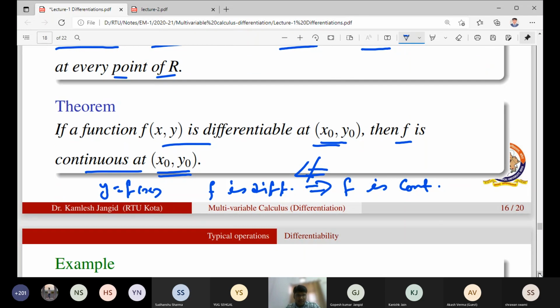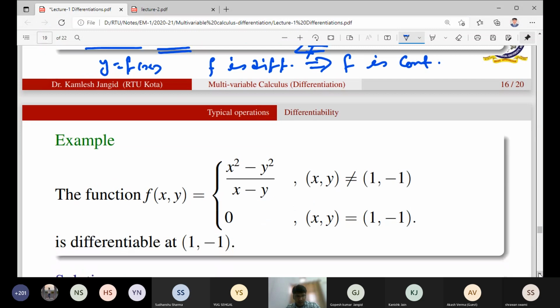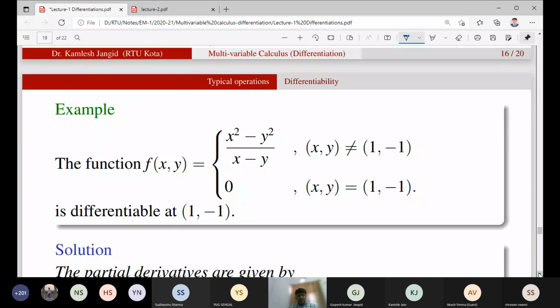Let us see the example based on differentiability. The given function f(x,y) equals (x² − y²)/(x − y) at the point (1, −1), and it is 0 for (x,y) equals (1, −1). We need to show that the given function is differentiable at the point (1, −1).